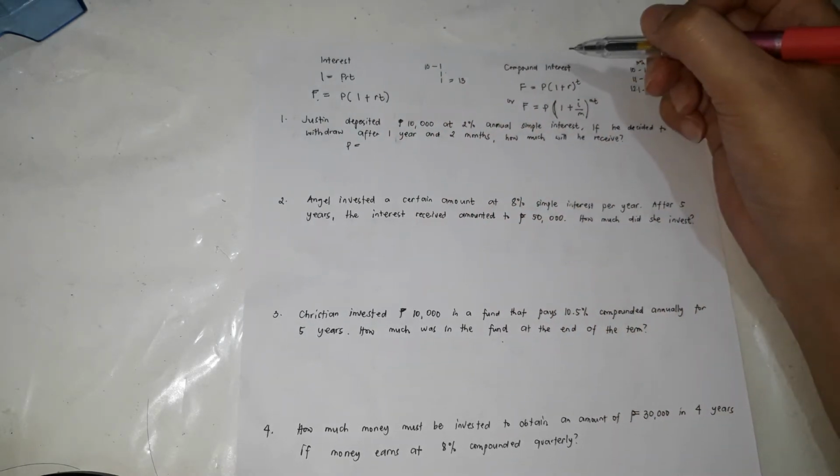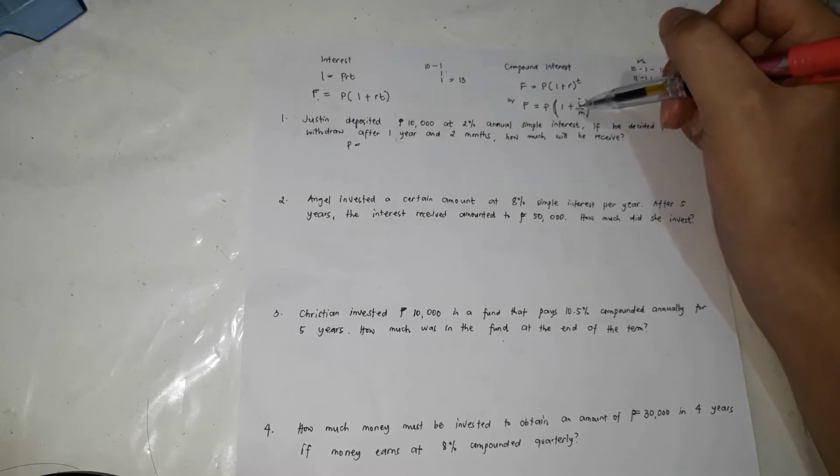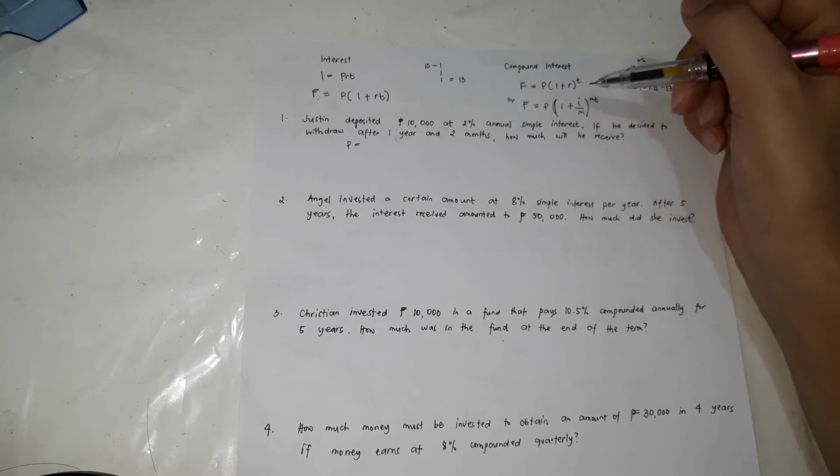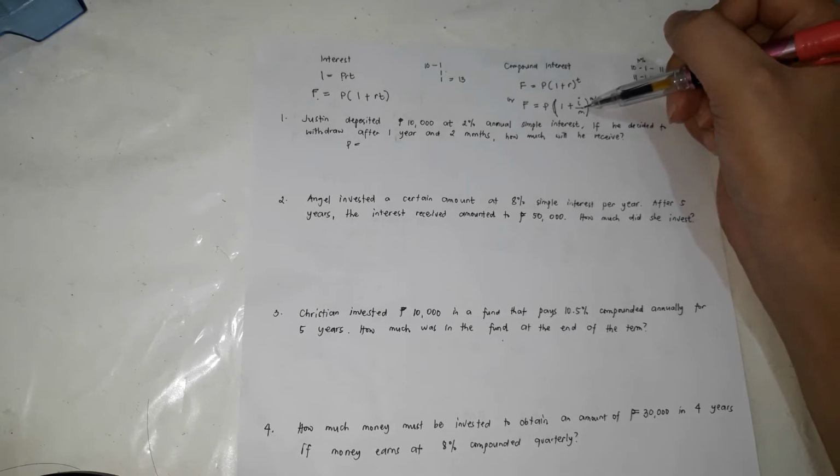Well, for the compound interest, there are two kinds of formulas. The first one is this one. F is equal to P parenthesis 1 plus R raised to the power of T. This is for whose interest is annual. Ibig sabihin, in 1 year, that's the interest. However, if the compound conversion is per monthly, it's not annually, ito na yung formula. So, kapag ang compound, ang conversion niya is annually, this is the formula. But if it is not annually, this is the formula. So for this one, we're going to use this.